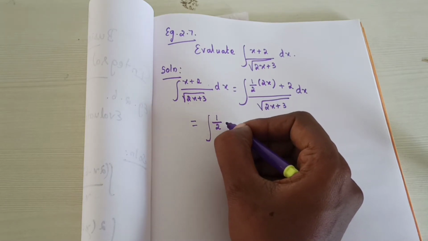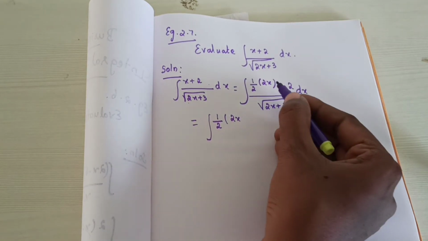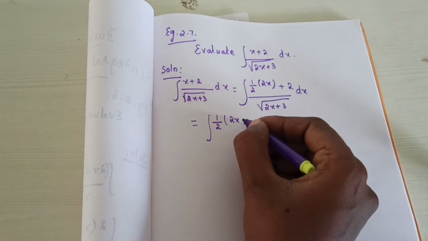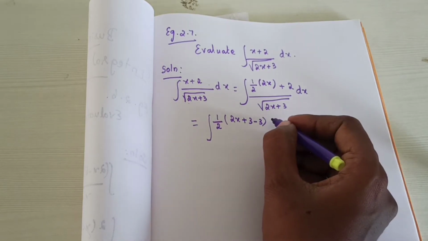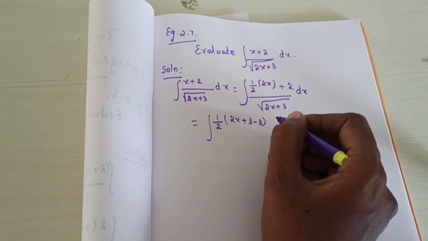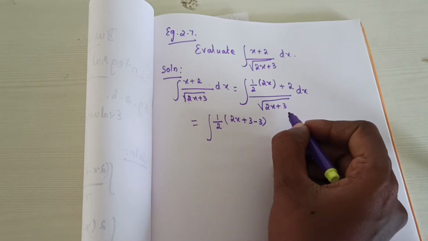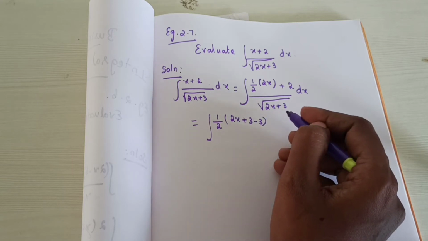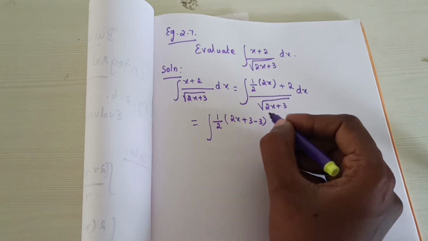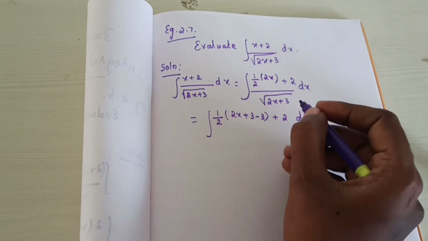So what we are going to do is, 1 by 2 into 2x is there. Now to bring the nearby plus 3, what will you do? We will add and subtract 3, plus and minus 3. Understand for what purpose we are doing this? The new denominator is 2x plus 3, so the same value we need to bring in the numerator also. Because of that I am adding and subtracting the 3, plus 2 dx.